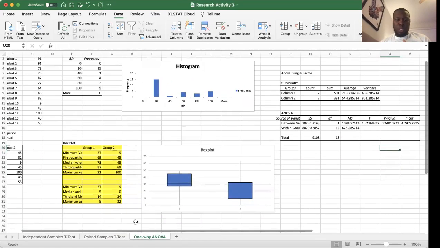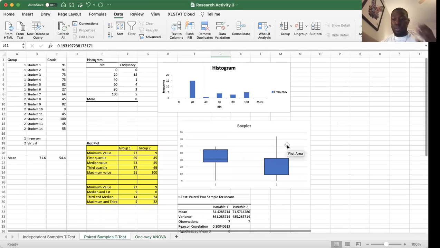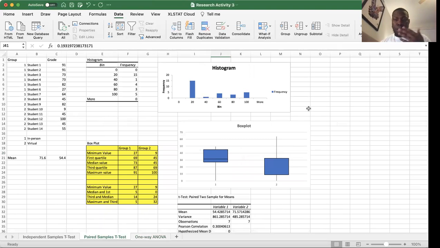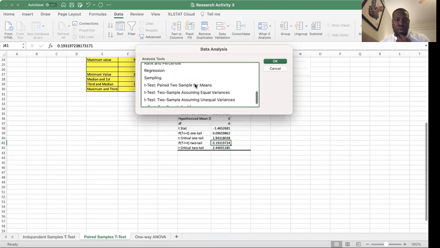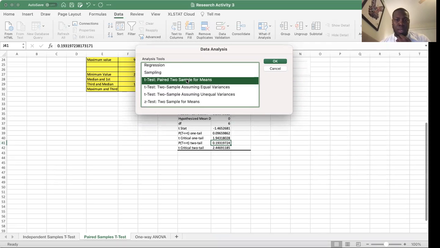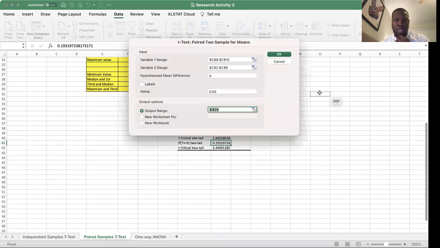Now, I want to go back and make sure I showed the paired samples t-test, because I just realized that I actually didn't show you that part. So for the paired samples t-test, go to Data Analysis, click paired samples, press OK. So that's giving me that.